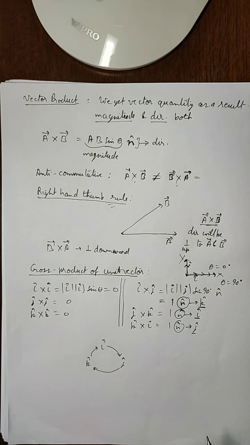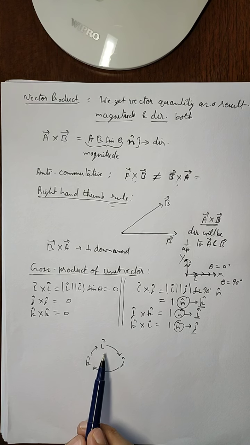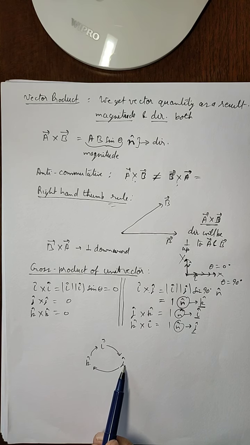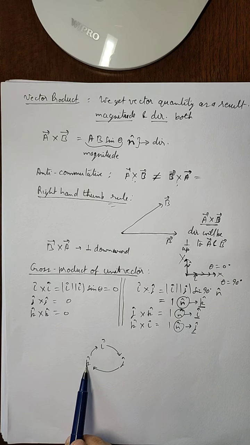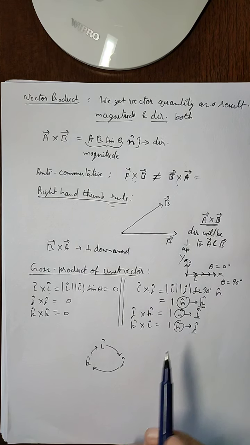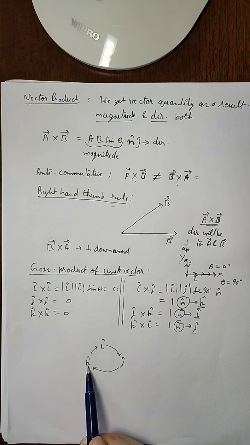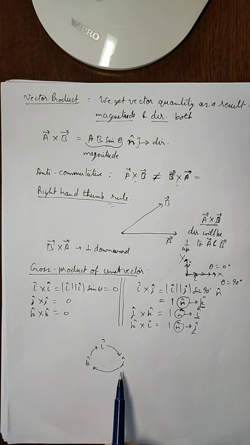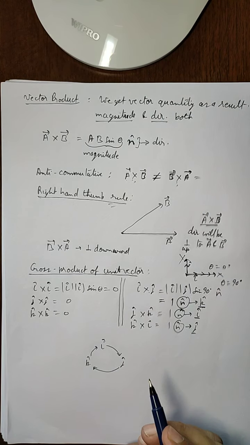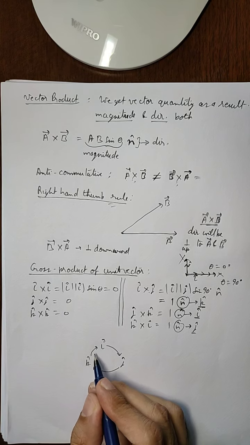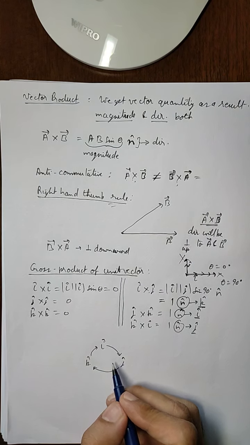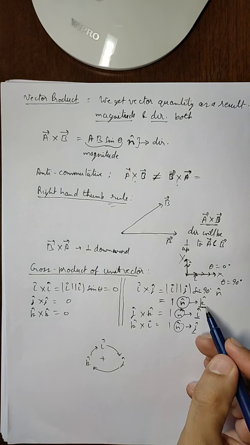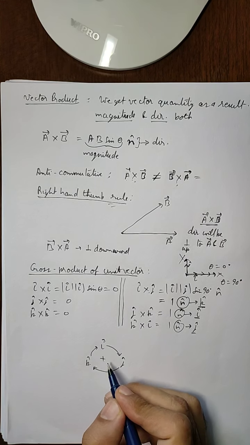If you memorize this diagram, then we can do it like this: i cap cross j cap will give us k cap. It is the same thing that is happening. j cap cross k cap will give us i cap, and k cap cross i cap will give us j cap. So if you memorize this diagram, then this becomes easier to memorize. Remember, this is a clockwise direction, so we are getting positive values in the clockwise direction.